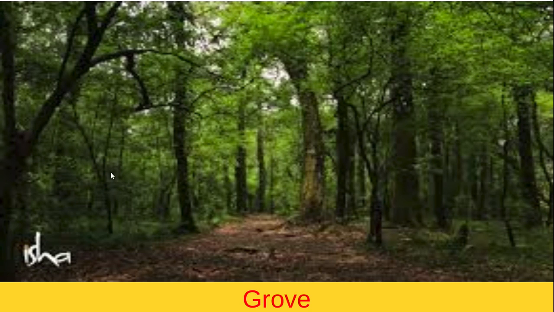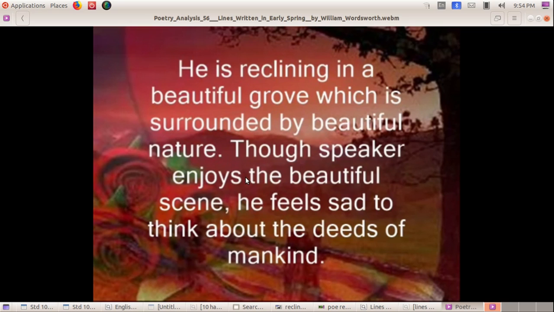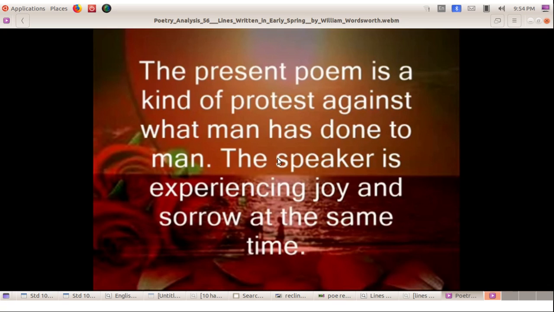Now let us see what a grove is. A beautiful grove is a topu, you know. Next, this is a mode of recline. This can be or this can be. Here the poet is sitting reclined. Now you read this. He is reclining in a beautiful grove which is surrounded by beautiful nature. Though the speaker enjoys the beautiful scene, he feels sad to think about the deeds of mankind. Here the present poem is a kind of protest against what man has done to man. The speaker is experiencing joy and sorrow at the same time.